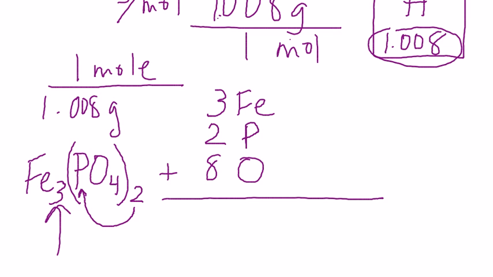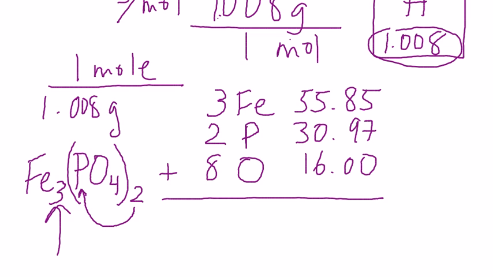The molar mass of iron is 55.85. And depending on the periodic table that you use, you might have slightly different numbers, or different numbers of decimal places. Phosphorus has a molar mass of 30.97, and oxygen has a molar mass of 16. So what we're going to end up doing is multiplying the iron's molar mass by 3, multiplying the phosphorus's molar mass by 2, and multiplying oxygen's molar mass by 8 to get the total.